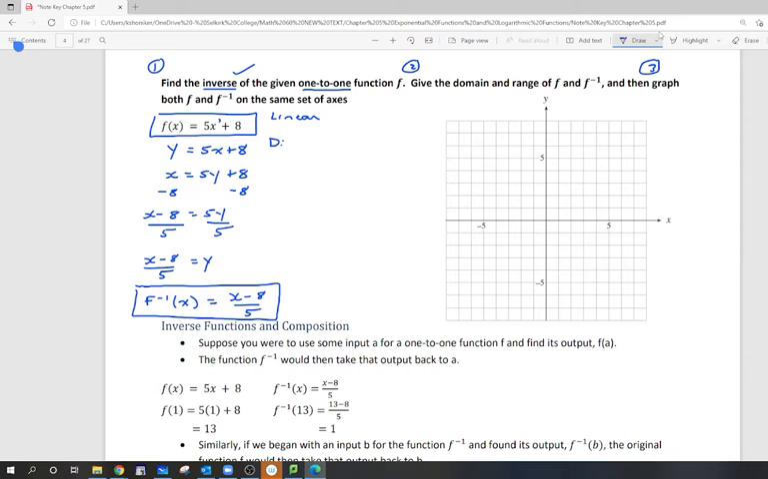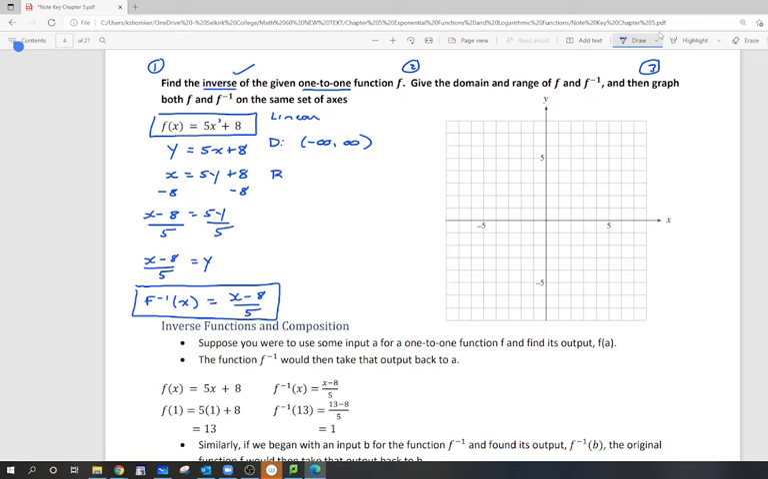Now, do you know the domain and the range of a linear function? Maybe you do. Maybe you need to think about it a bit more. What you have to ask yourself is, is there anything limiting my domain? Is there any value of x that I can't multiply by 5 and add 8? No. In fact, every linear function, unless it's a vertical or horizontal line, has a domain of -infinity to infinity.